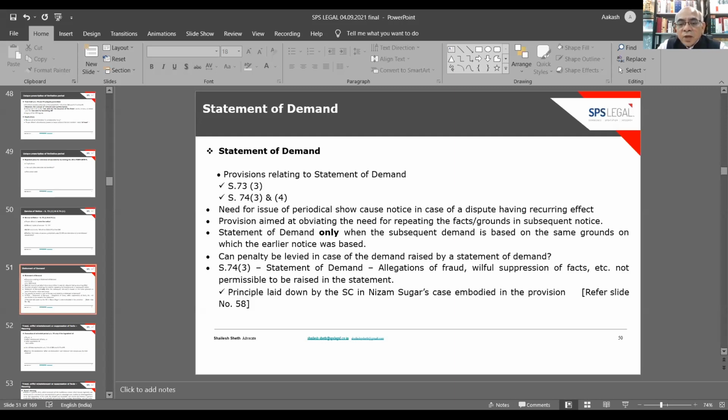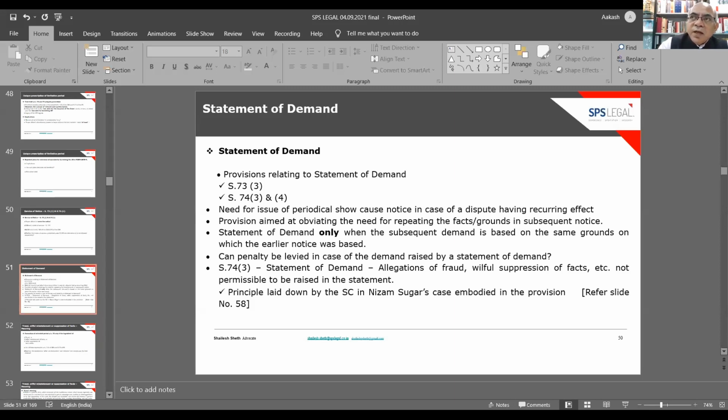What is important is that when the statement of demand is issued for the subsequent period, allegations of fraud and willful suppression are not permissible to be raised. Because once the facts are within the knowledge of the department, then based on the same facts, the department cannot go on alleging evasion and willful suppression again and again and issue show cause notices. This principle has been firmly laid down in the Nizam Sugar case. We will see about this judgment by the Supreme Court. This principle has been embodied in the statement of demand related provision, and therefore there cannot be an allegation of evasion in the statement of demand for the subsequent period.